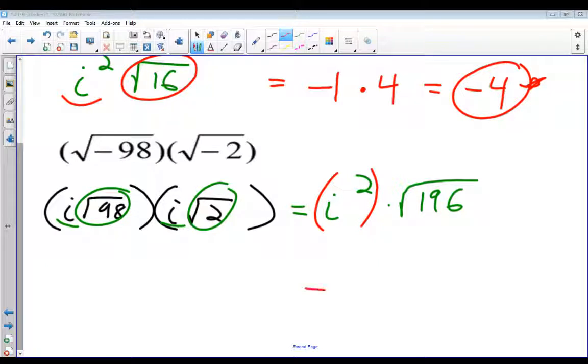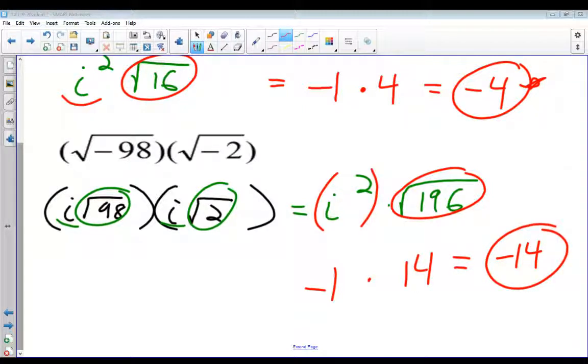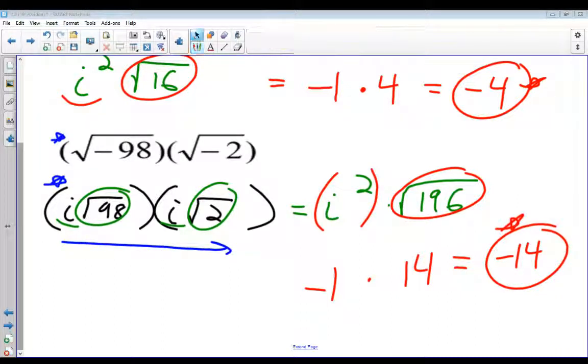The i squared is the same thing as -1. The square root of 196, if you plug that in your calculator, gives you 14. And then -1 times 14 is -14. So that, again, is my recommendation. Make sure you change this into i form and then multiply. And if you do that, solving these will be a piece of cake.